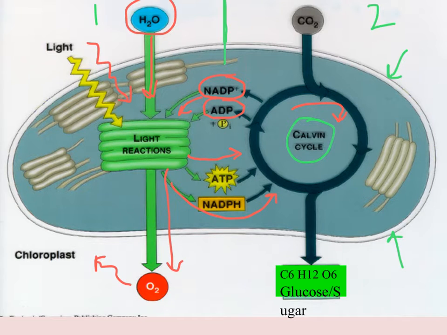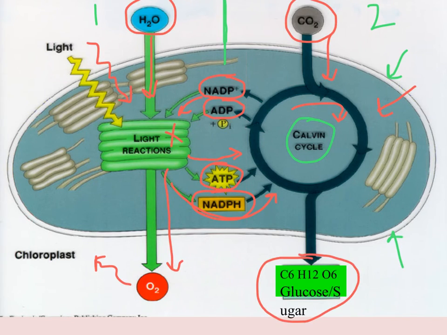In the second step, the Calvin cycle, this is where CO2 comes into the chloroplast. Remember, this happens outside of the green discs. This happens in what's called the stroma. So everything outside of these green discs is called the stroma. And CO2, using the energy from these two charged batteries, creates C6H12O6, or glucose sugar.